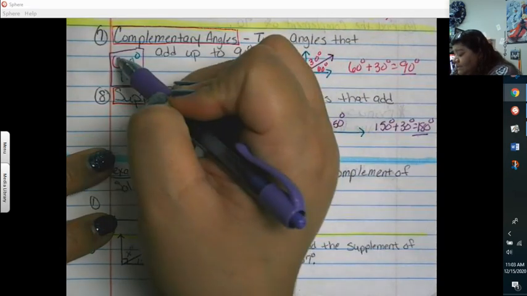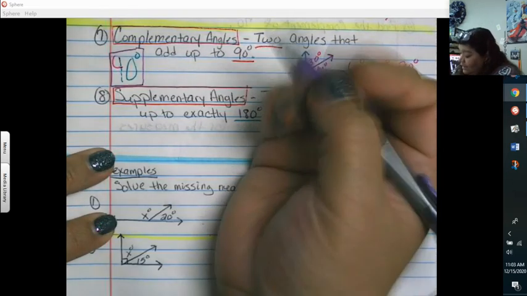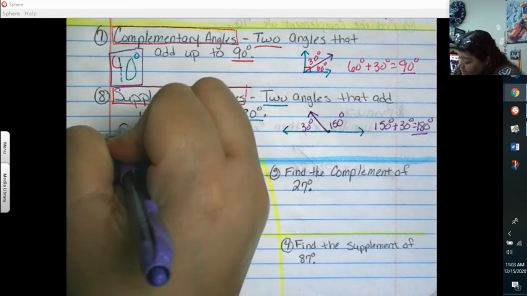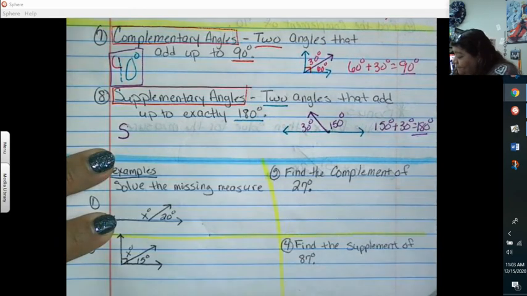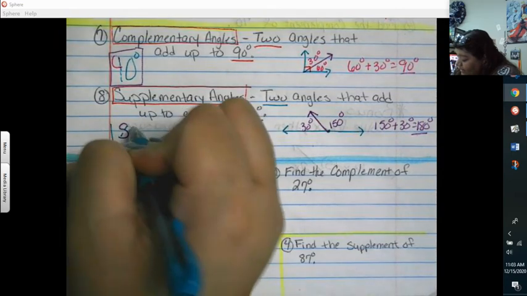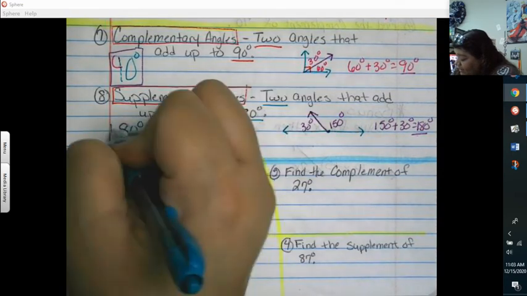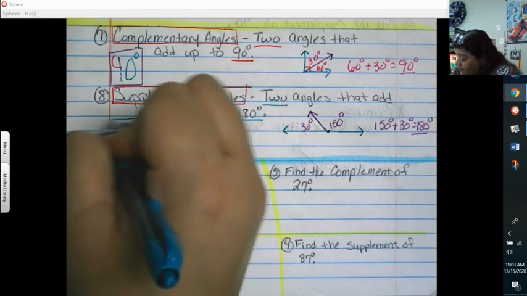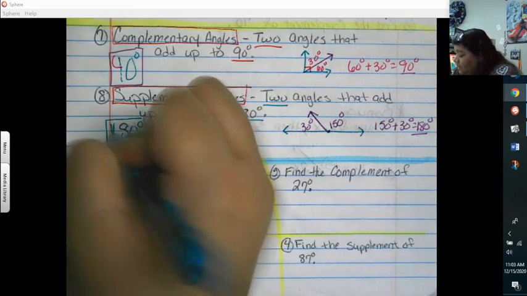Now I showed you the C over here makes a 9 for 90. Guess what the S makes? You can probably see it. It makes an 8 for 180 degrees. So that's just a trick there that I like to tell my students.